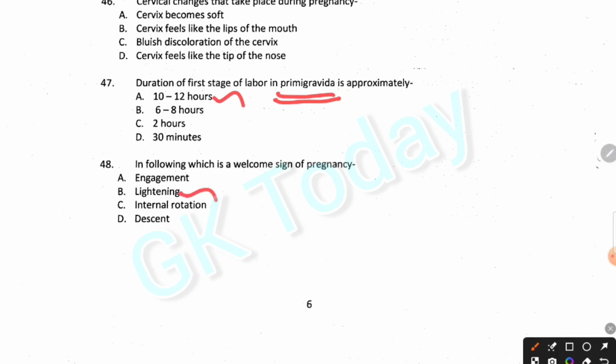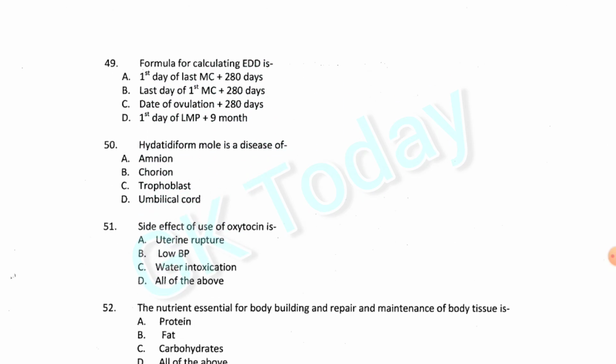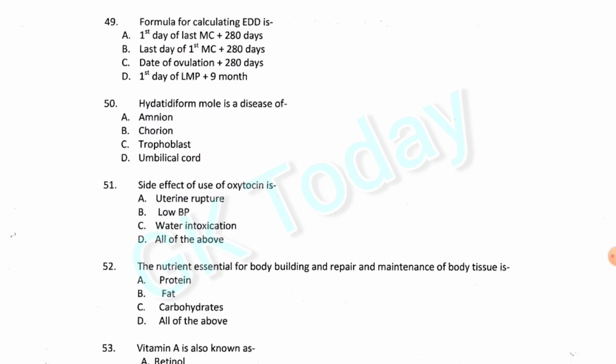In the following, which is a welcome sign of pregnancy? Lightening. Question number 49. Formula for calculating EDD is, correct option is option A, first day of last MC plus 280 days.